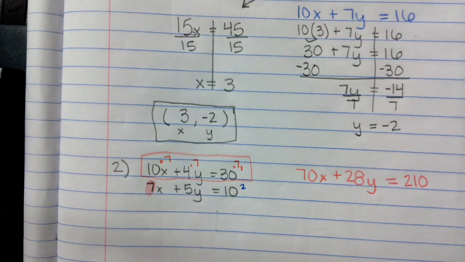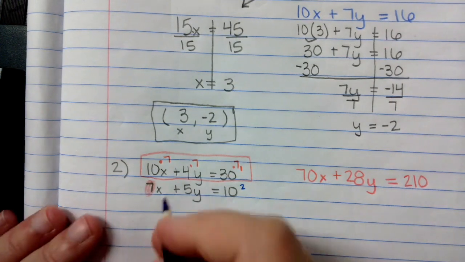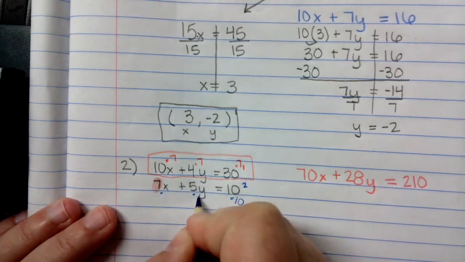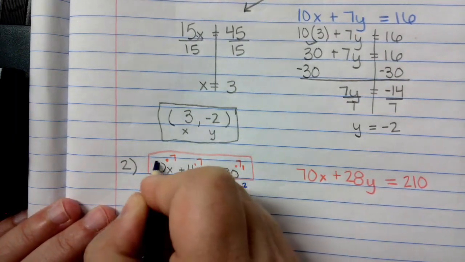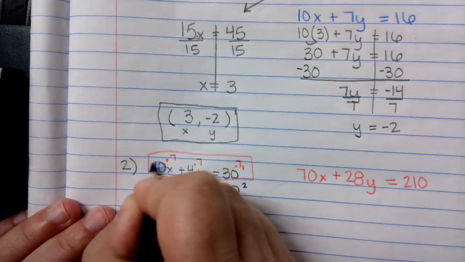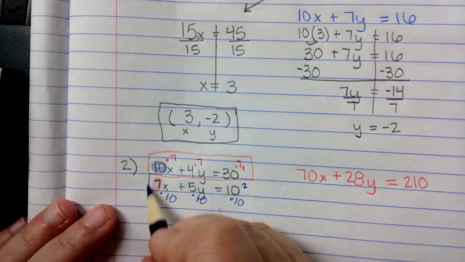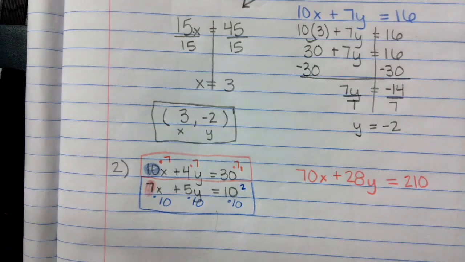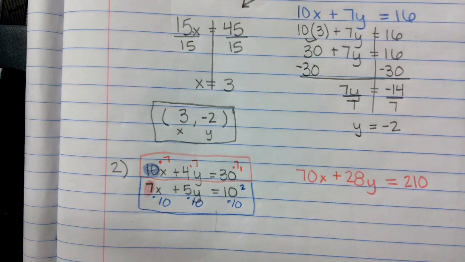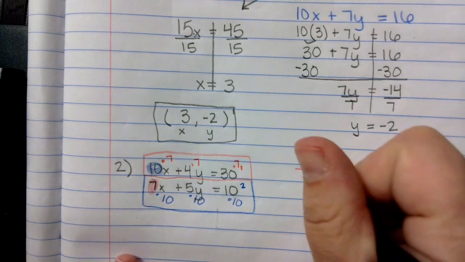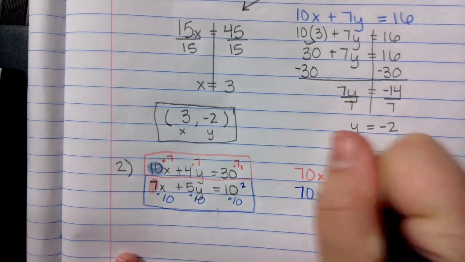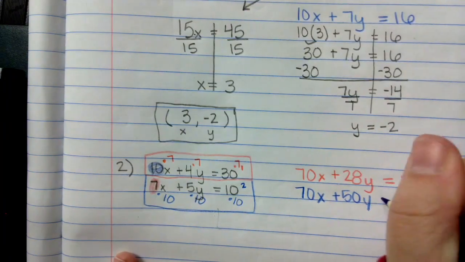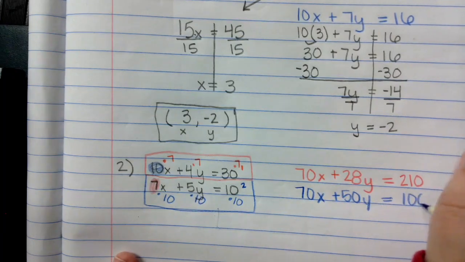On the bottom, what are we going to multiply everything by? 10. Where did you get the 10? On top. It's the coefficient of the x on the other side. We take this number and we multiply down there by that. And the reason why I like to do the x's here is because multiplying by 10 is really easy. What's 7 times 10? 70. 70x. 5 times 10? 50y. And 10 times 10? 100.